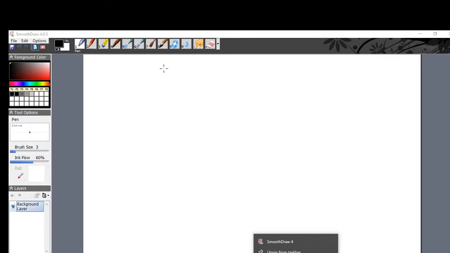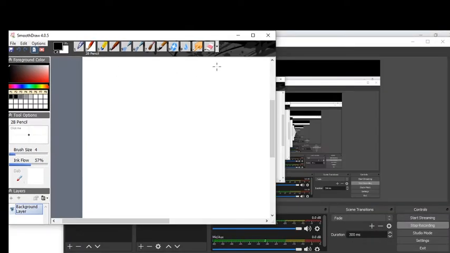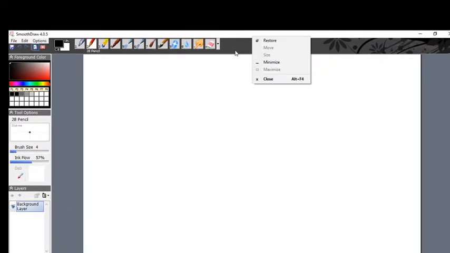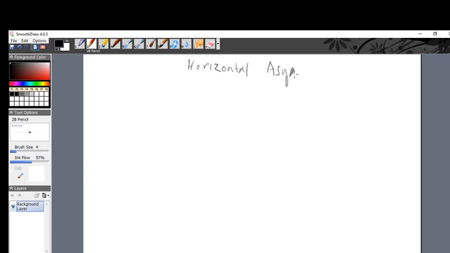Here's what we have left to do. They are called horizontal asymptotes. That's what's left to do. Okay, so there are three types to identify. Let me show you what I mean.